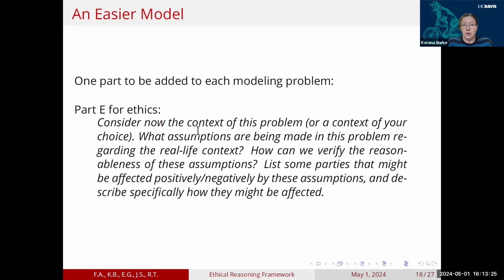So in this framework, you can always add this part E to all your problems, where you can say, consider now the context of this problem. Or you can ask the students to even consider the context of their choice.